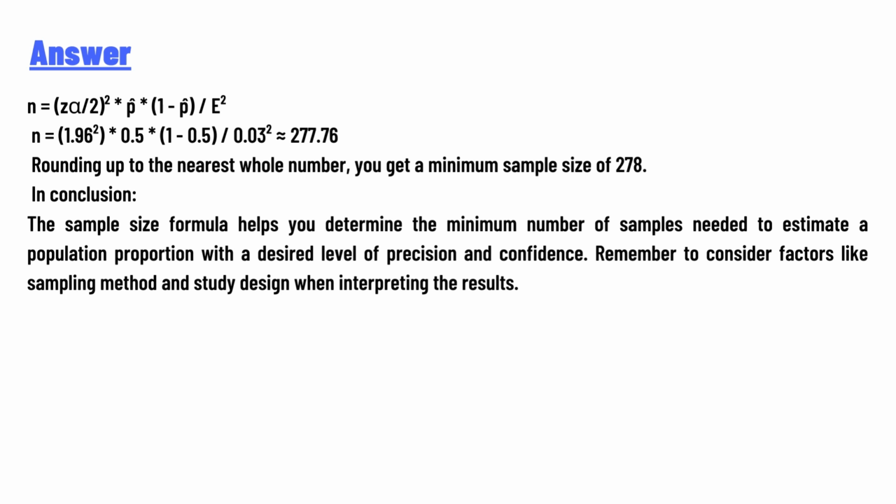go through the calculation. Rounding up to the nearest whole number, you get a minimum sample of 278. In conclusion, the sample size formula helps you determine the minimum number of samples needed to estimate the population proportion with the desired level of precision and confidence. Remember to consider factors like sampling method and study design when interpreting the results.